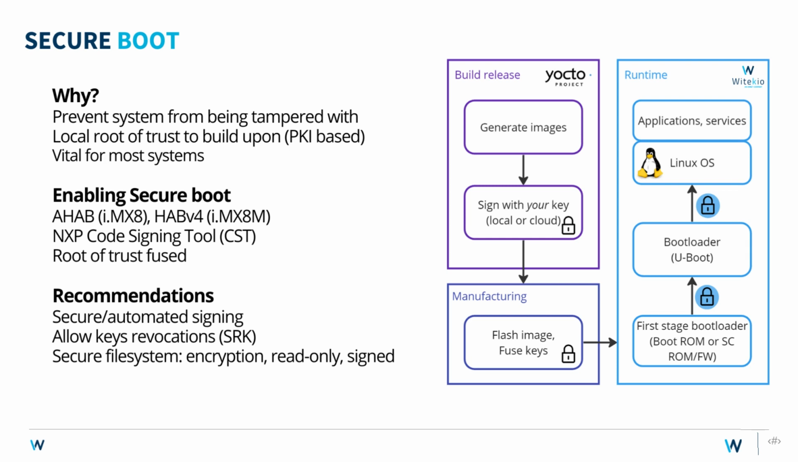And there's basically two flavors depending on, for i.MX8, what category of device, processor you have, the i.MX8 and the 8M. The 8 is a bit more beefy, if we can say, on the security side. It's called AHAB, for Advanced High Assurance Boot. And the i.MX8M has the HABv4.